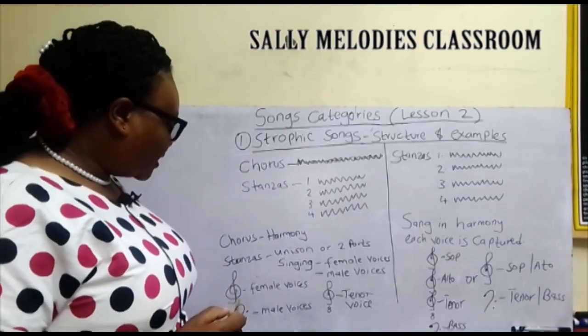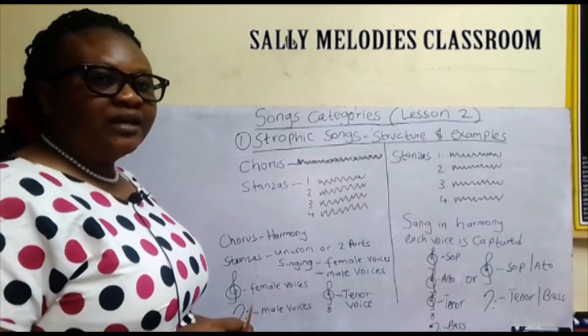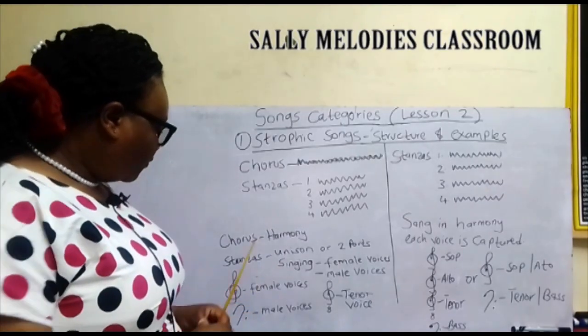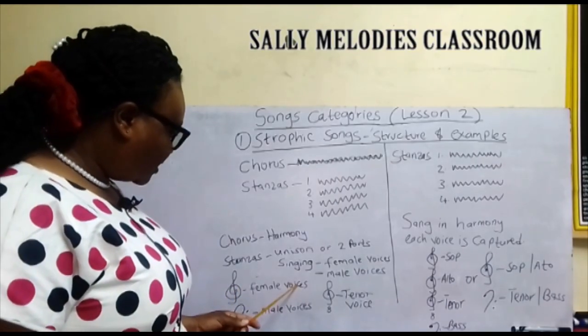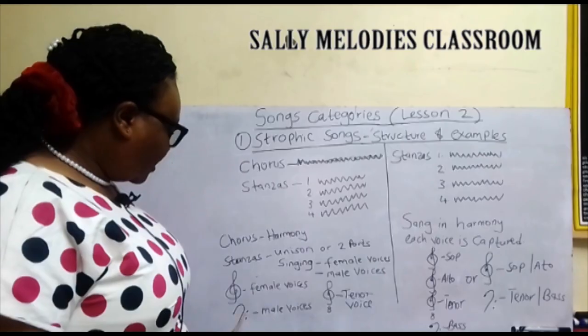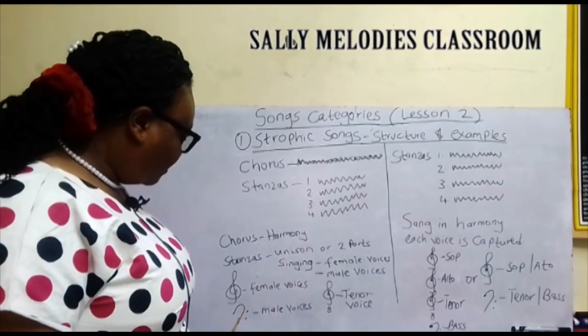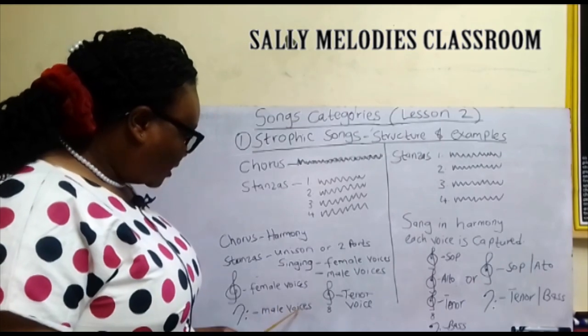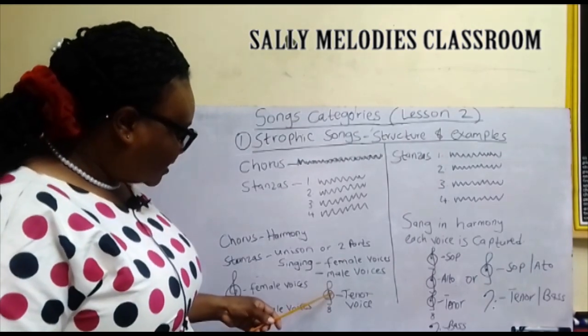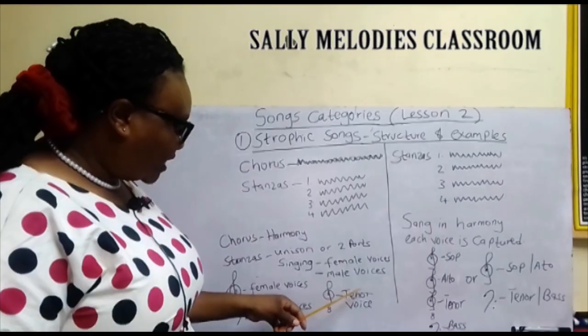You look at the clef whereby the song has been written. If you see this treble clef, just know that those are female voices. If you see this bass clef, just know that these are male voices. When you see this, know that it is just tenor voice.